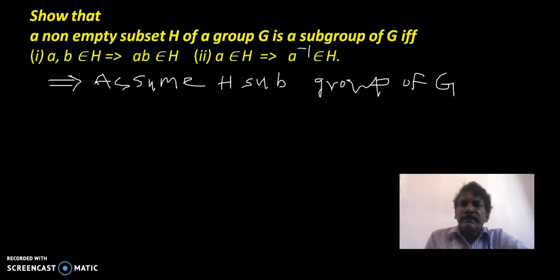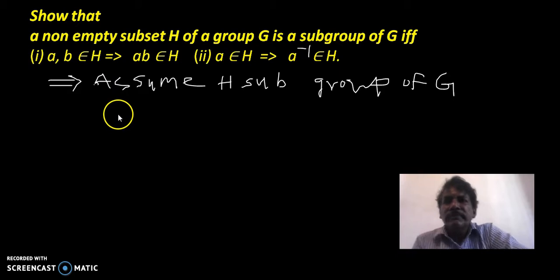Or if two points are satisfied, that is, if a, b belongs to H, ab belongs to H, and if a belongs to H, a inverse belongs to H, then H is a subgroup of G. So that's what we are going to prove today. Now look at the screen there. That's what we are going to prove here.